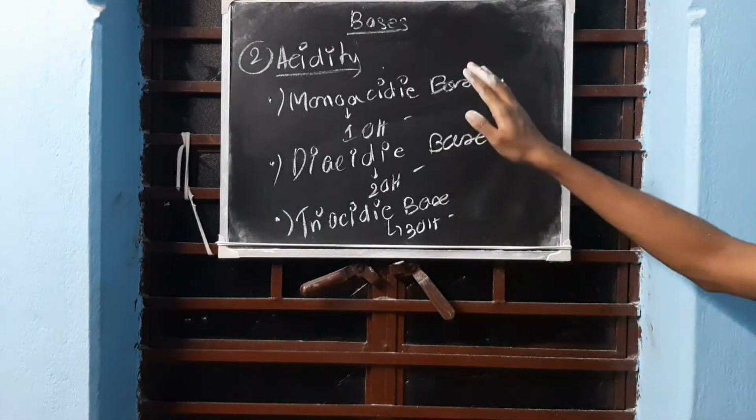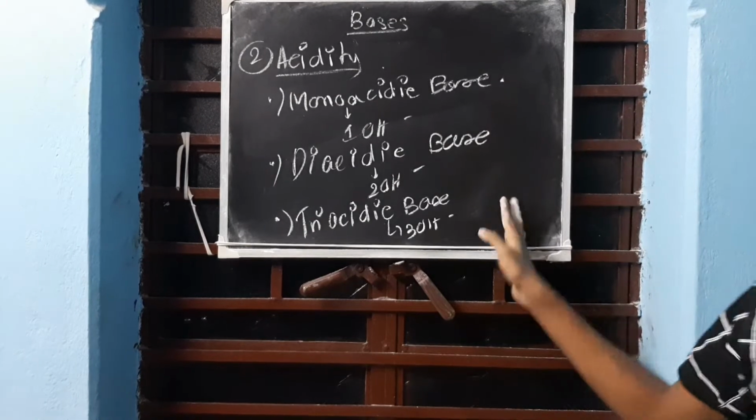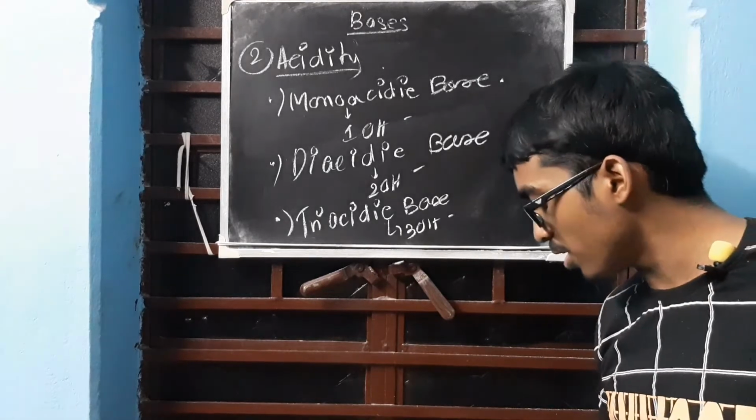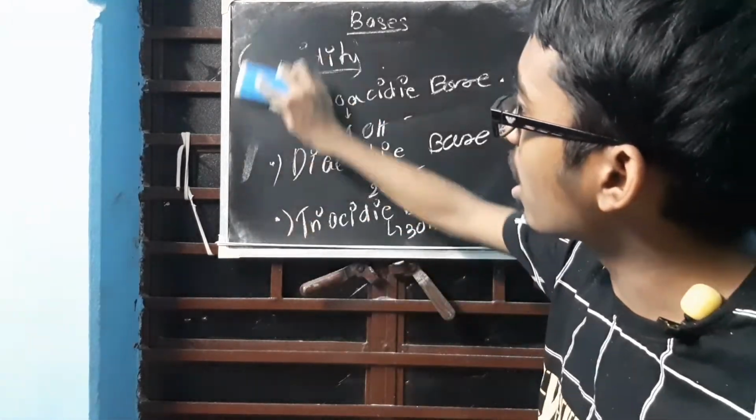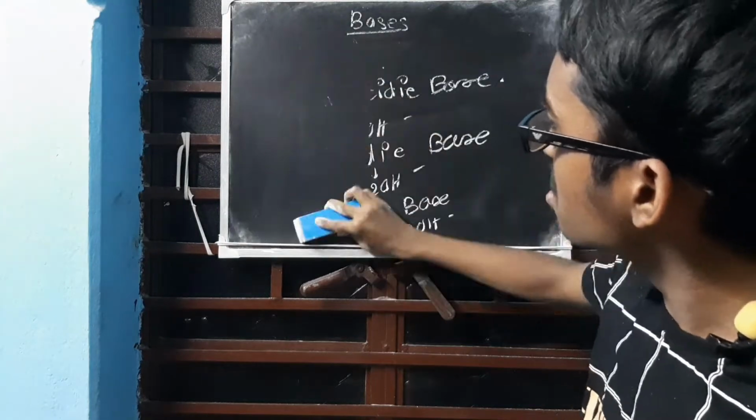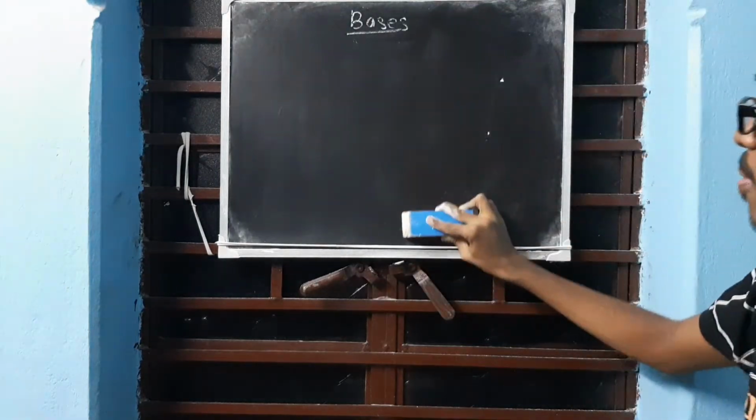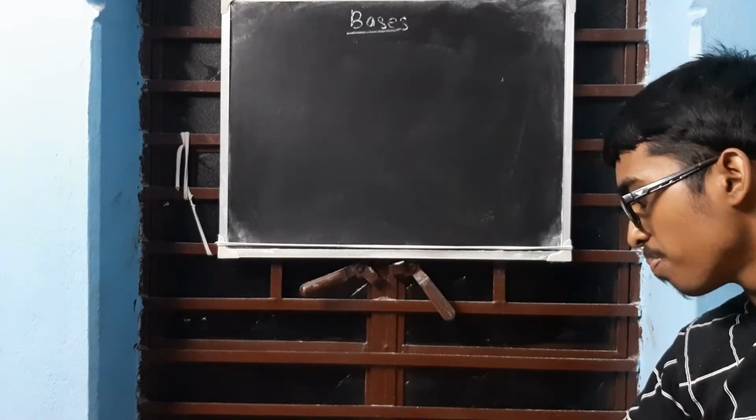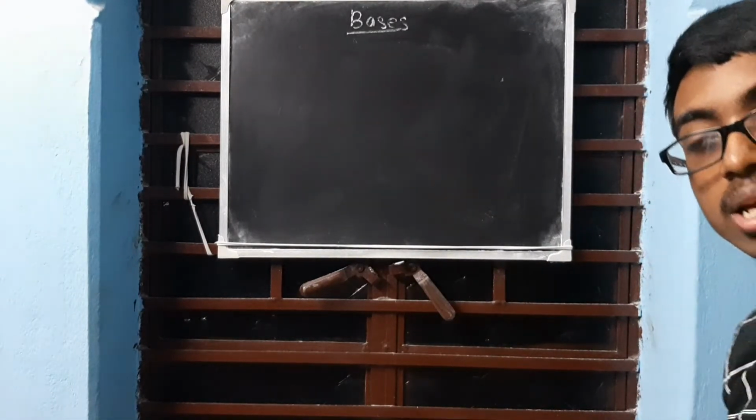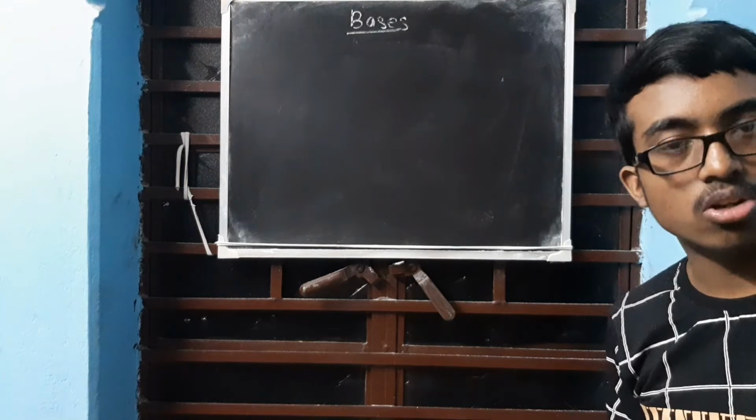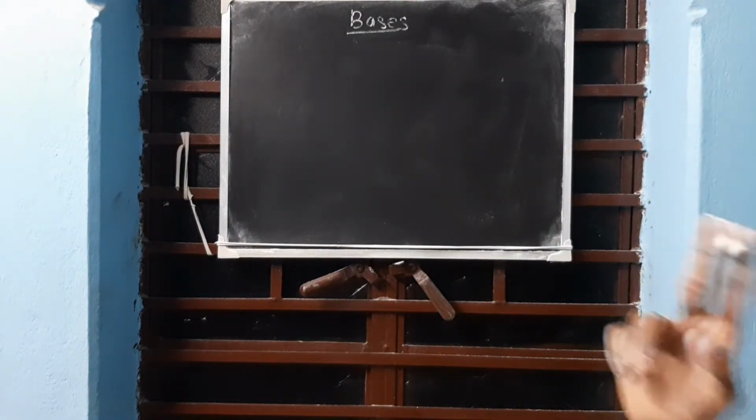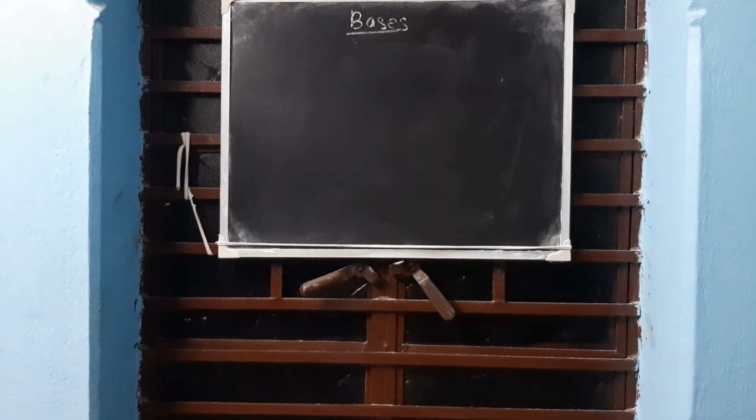Okay. These are the three classifications of acidity of a base. Understood? Okay. Next part is how to prepare these bases. Just like we did the preparation of acids, in a similar way we will be doing the preparation of a base. How did we prepare acids? By oxidation, by action of water on non-metallic oxides, like this. Similarly, bases can also be prepared in a similar way.